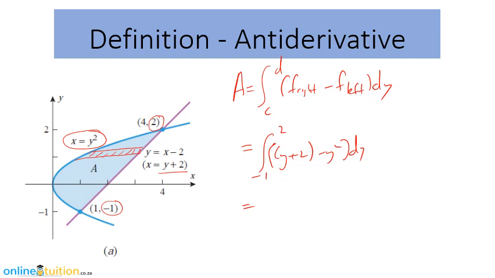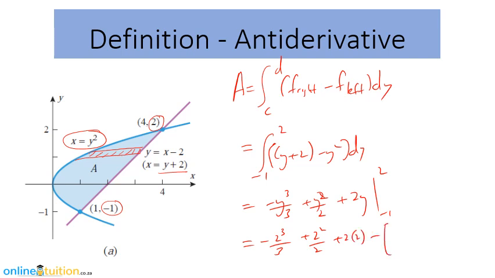Integrate this. So y plus 2 minus y squared: I'll write it as minus y cubed over 3. The integral of y is y squared over 2, and the integral of 2 is 2y, running from minus 1 to 2. Simply evaluate. You're going to get minus 2 cubed over 3 plus 2 squared over 2 plus 2 times 2. And then remember our famous minus sign, and let's be careful here now: minus, minus 1. I don't know why there are so many minus signs in these things.